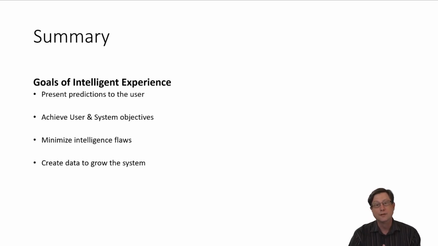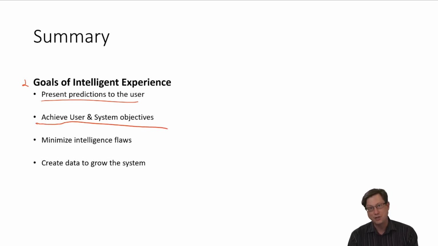So for the summary, the goals of the intelligent experience are to take the predictions from the model and present them to the user in a way that achieves the user's goals and achieves your goals, achieves the objectives. So that means you have to prod where you're right and back down where you're wrong, because you need to minimize the flaws. You don't want the flaws to overwhelm the potential value, so that both you and your users are like, rip this thing out, man. I don't want this intelligence in here.